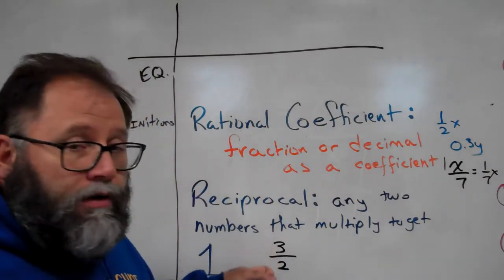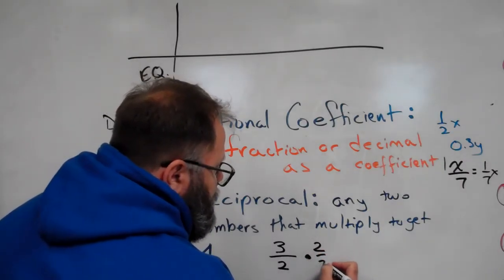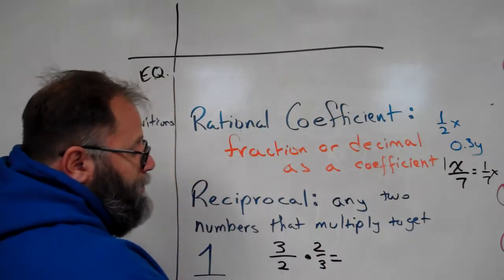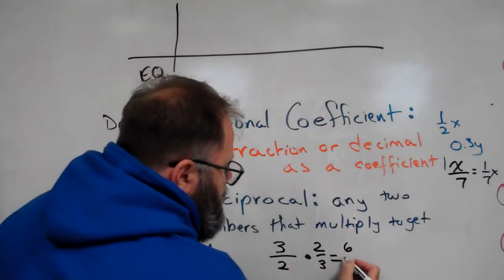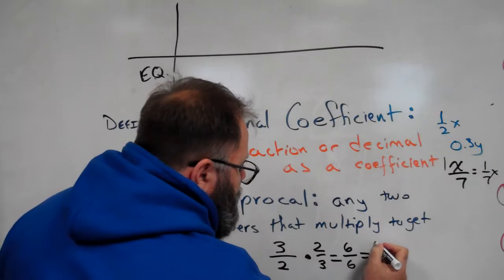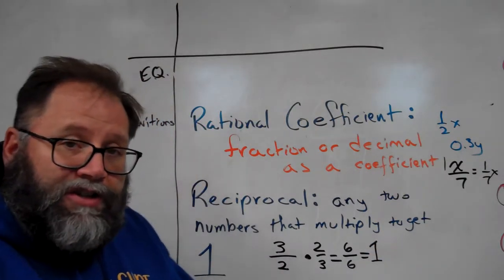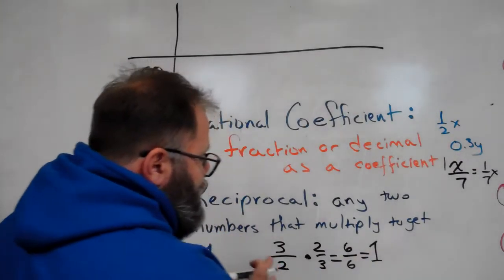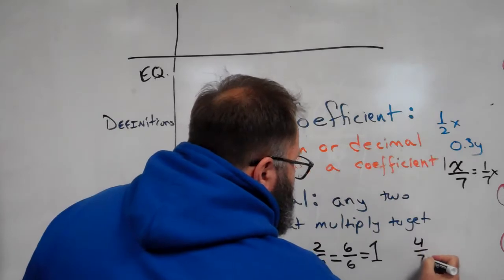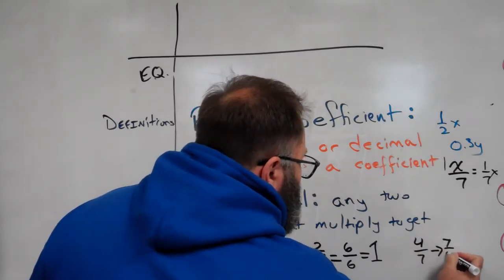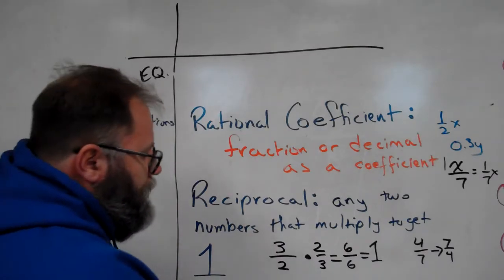So 3/2, the reciprocal for 3/2 is 2/3. Now when I multiply this out, 3 times 2 is 6, 2 times 3 is 6, and that simplifies to 1. So any fraction that we have, what we're really doing is exchanging the numerator and the denominator. 4/7, the reciprocal is 7/4. Do I have room on the bottom? No, you're at your room.